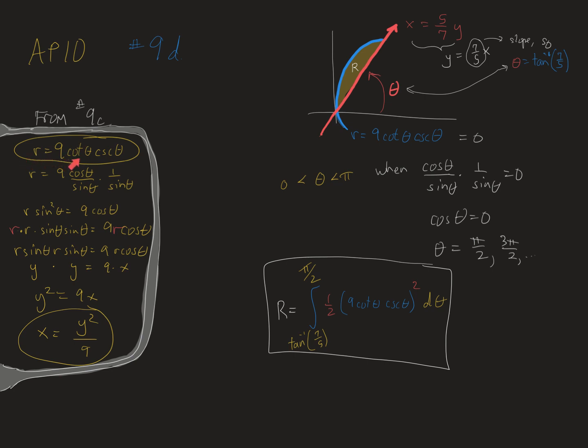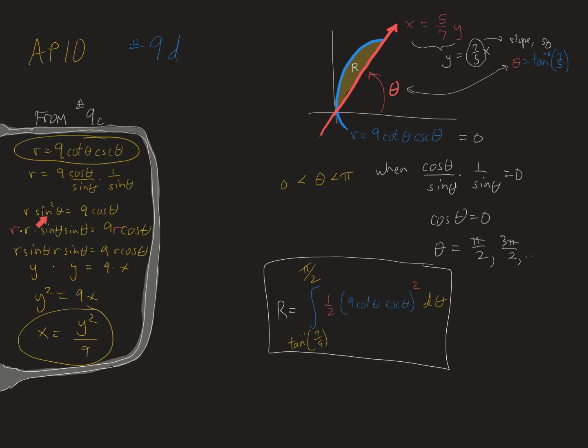So I rewrote cotangent and cosecant and got that. I multiplied sine squared from both sides. And then I wanted to get two y values. So r sine is 1. R sine is equal to y.